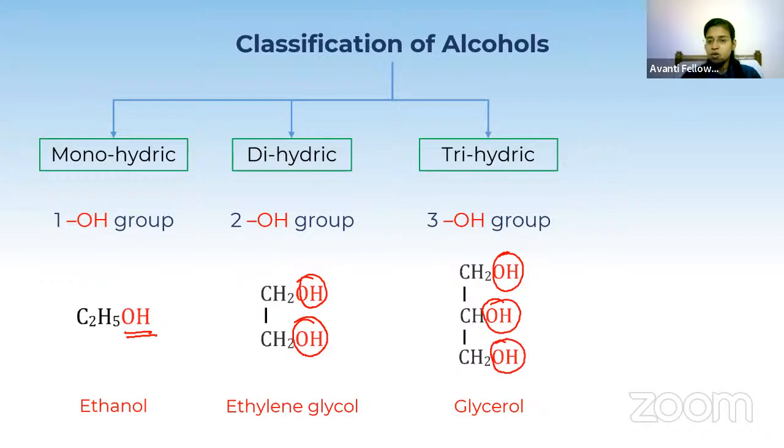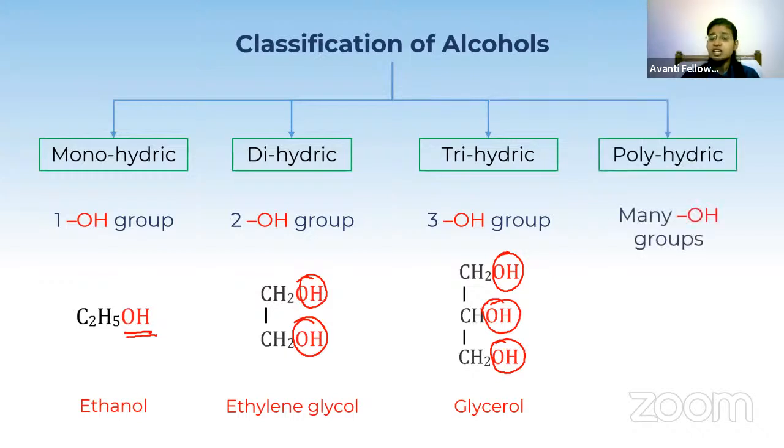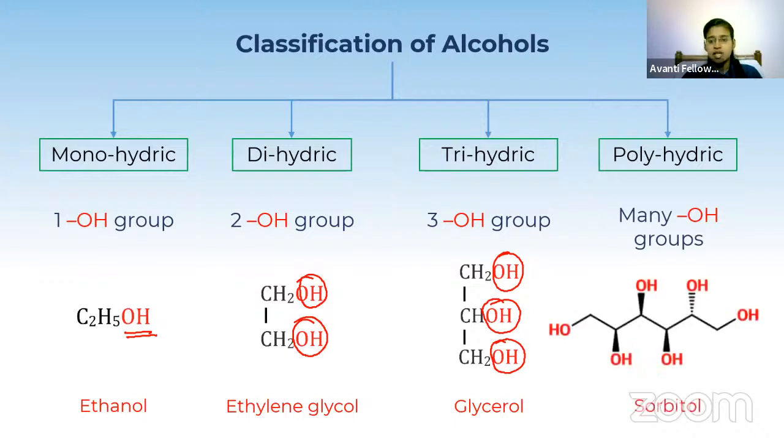Lastly, we have one more, which is called polyhydric. Poly means many. If many OH groups are present in the compound, it is called polyhydric. Sorbitol is taken as an example, and in sorbitol you can see that there are 6 OH groups present in the compound. So this is the first classification, which is based on the number of OH groups present.